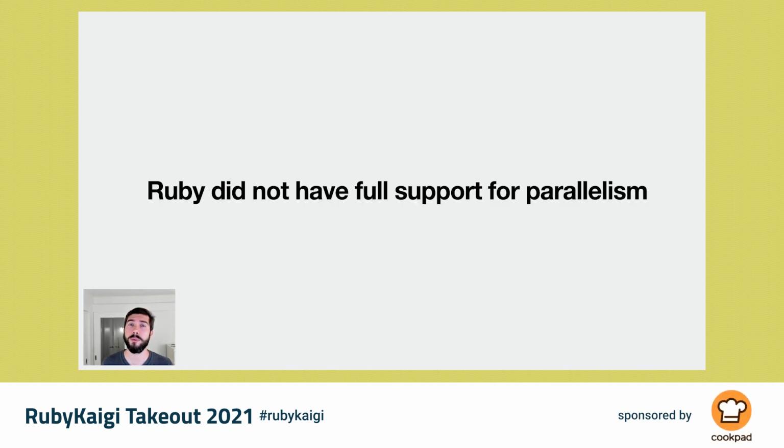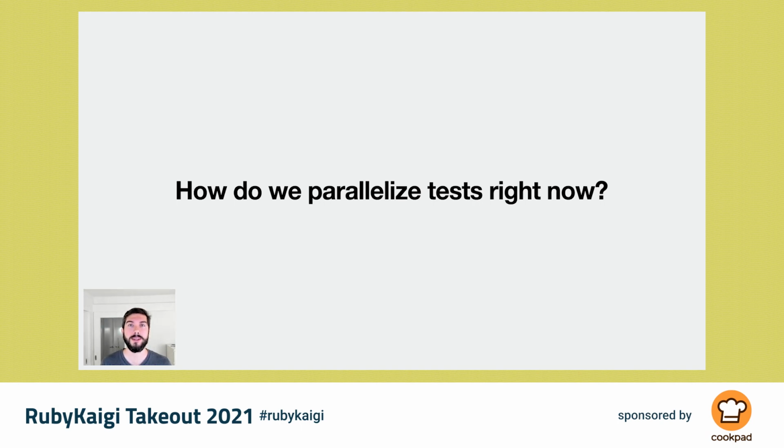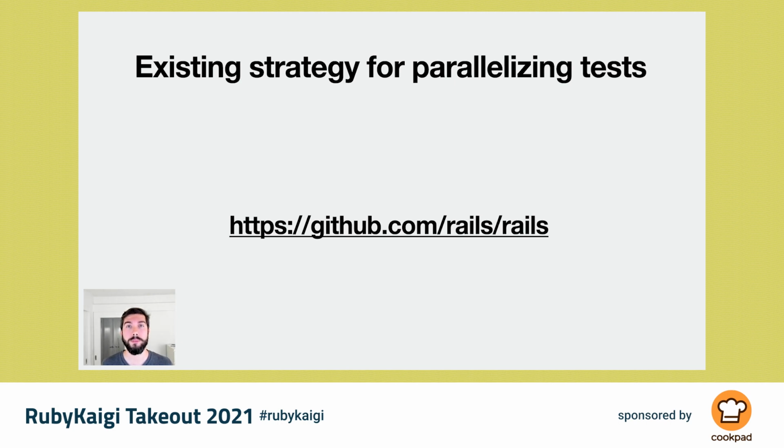But originally, Ruby did not have support for taking advantage of all of these different CPUs we have available. So how can we parallelize tests now? How do we currently do it? For example, Rails ships with a Minitest plugin that allows us to run our tests in parallel. How does it actually work?